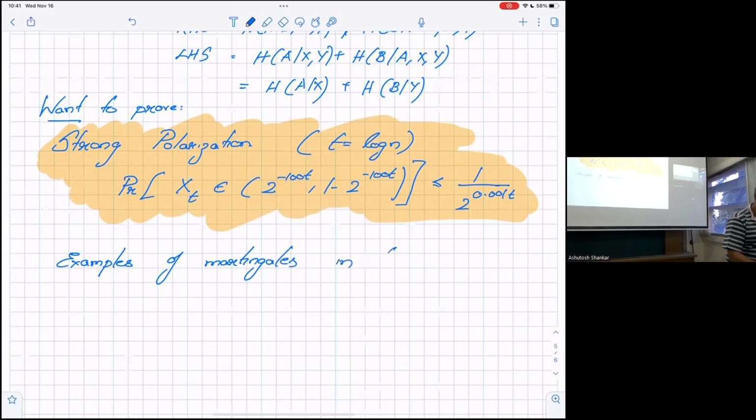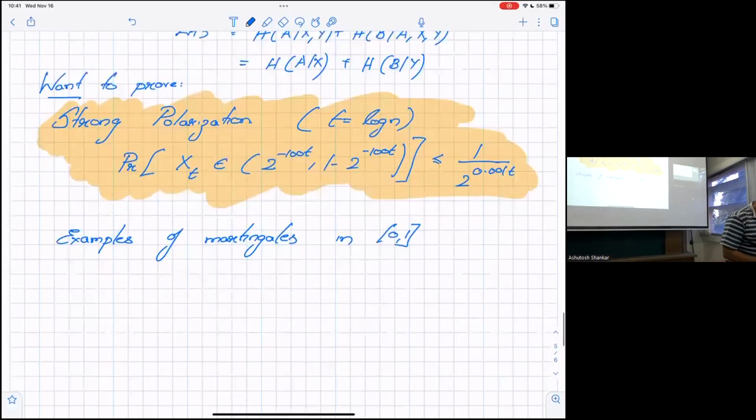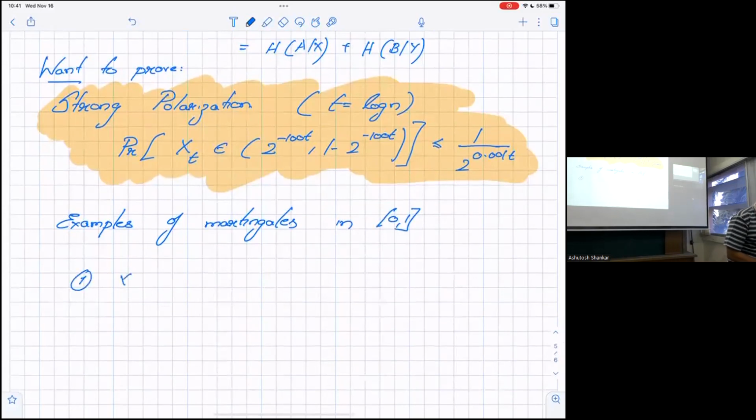...which take values in the range 0, 1. So one simple example, usually the nicest example which we give, is you start off with X0 being half. So let's look at example 1. X0 is half. You start with the midpoint.